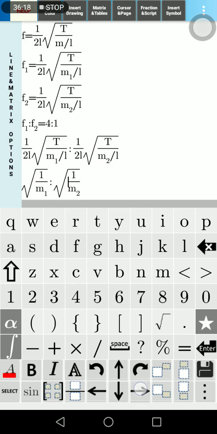So this ratio is supposed to be equal to 4 to 1, right? It's 4 to 1.